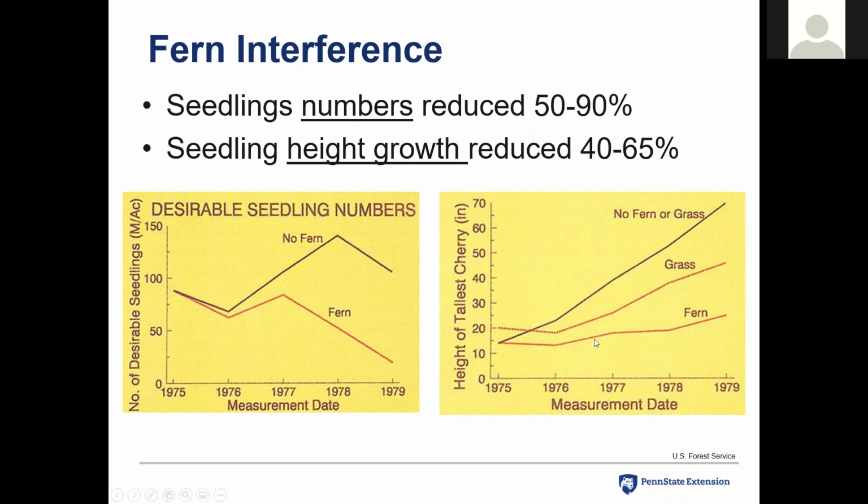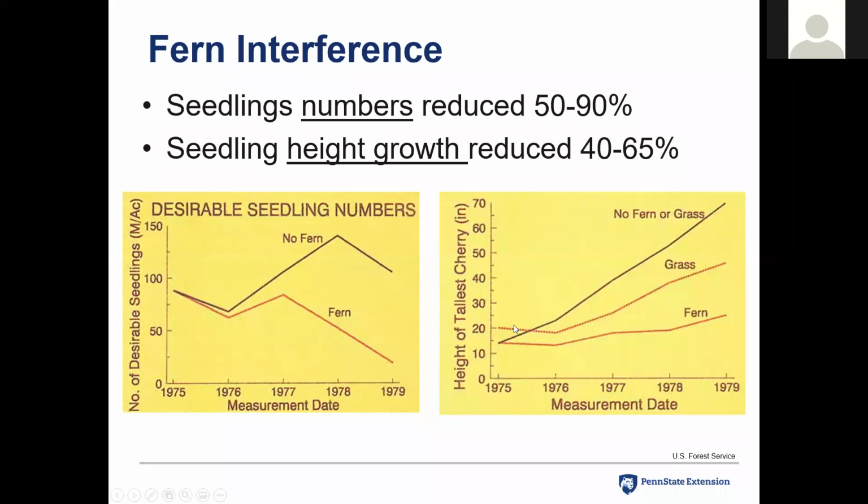And here, in the presence of fern, even within a deer fence, the cherry trees only grew, I think, 11 inches over a 5-year period, whereas when the fern and grass were removed, the cherry trees grew over 55 inches on average in that same 5-year period. So a tremendous difference in the presence of fern versus without fern.